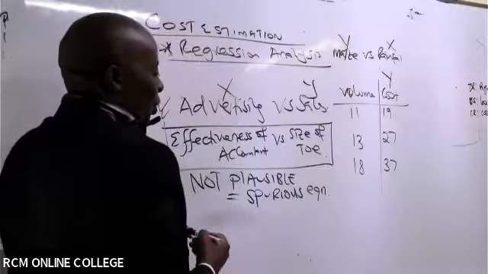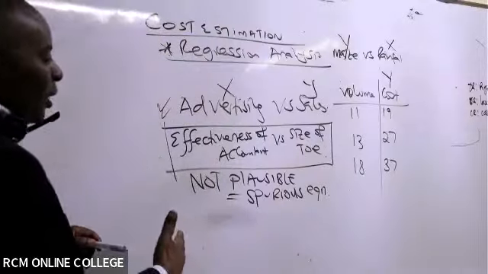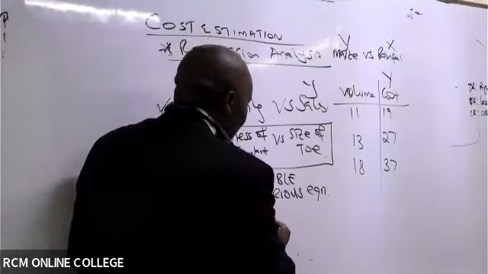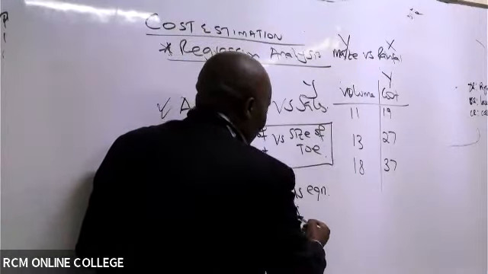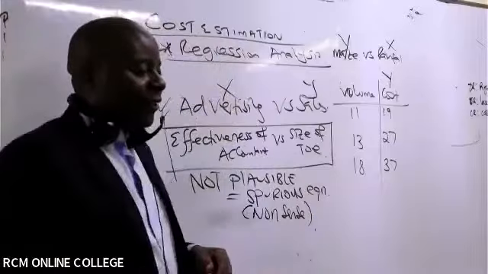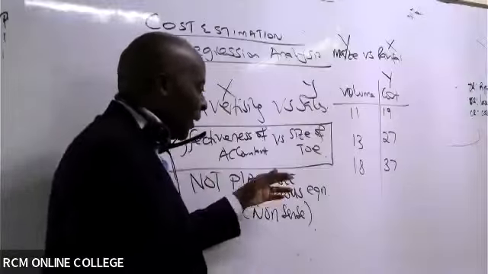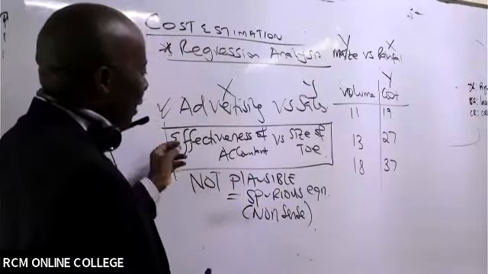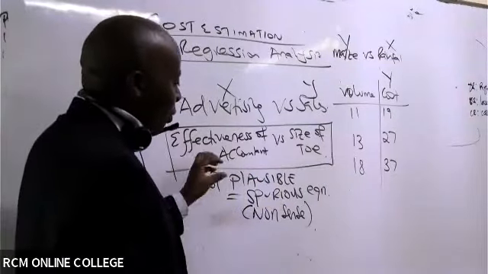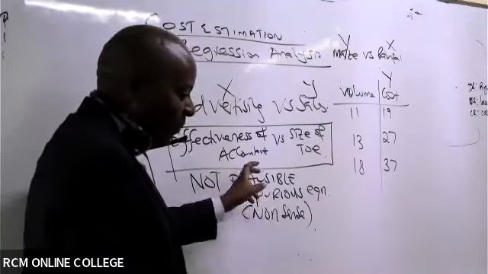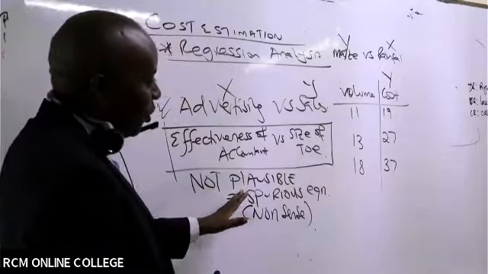A spurious equation. If you go further and dig down, try to understand the meaning of spurious. Spurious means nonsense. So it's not plausible. Plausibility is about making sense, so not plausible means that this does not make sense. If it doesn't make sense, then it is what here? Nonsense. Somebody? Spurious. So I hope that is very okay.